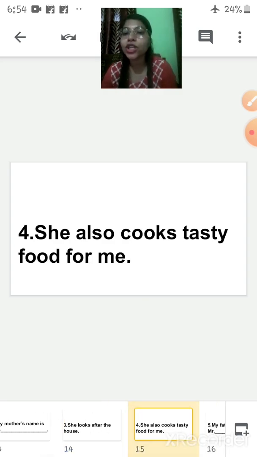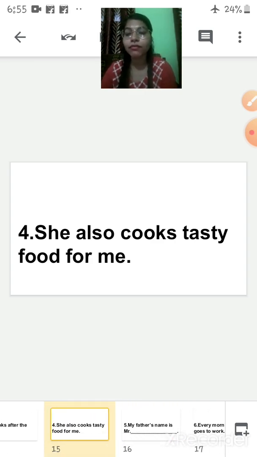Now, she also cooks tasty food for me. Does your mother cook tasty food for you? These days, you all must be enjoying the food made by your mother, right? What does your mother make these days? Sandwiches. Noodles. You all like tasty food? Yes, your mother cooks tasty food, right? So, she also cooks tasty food for me.